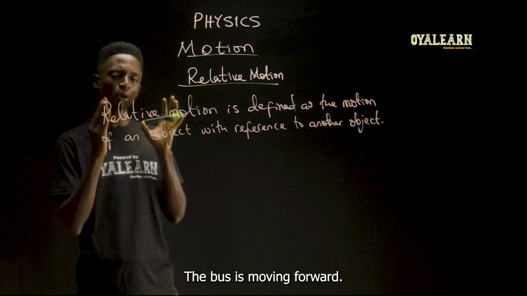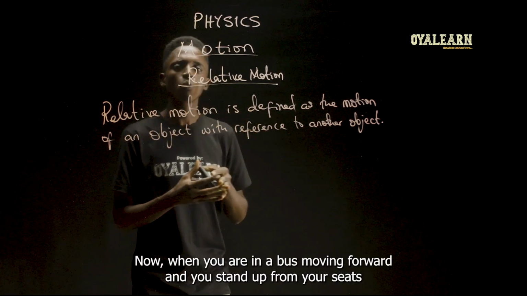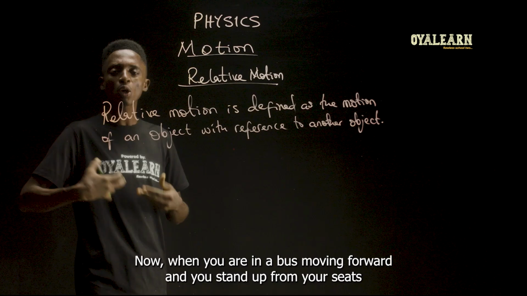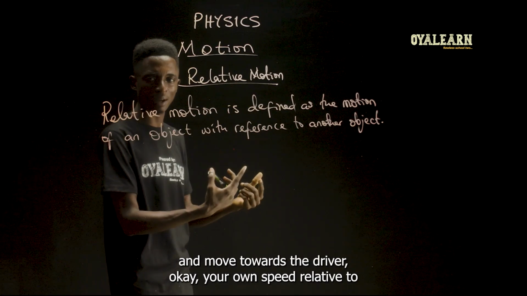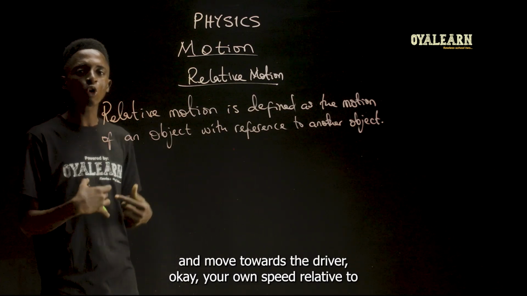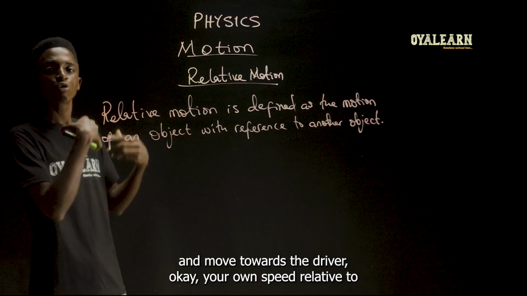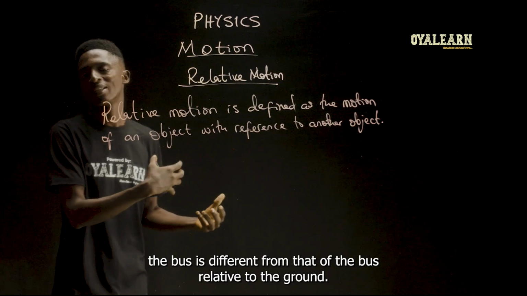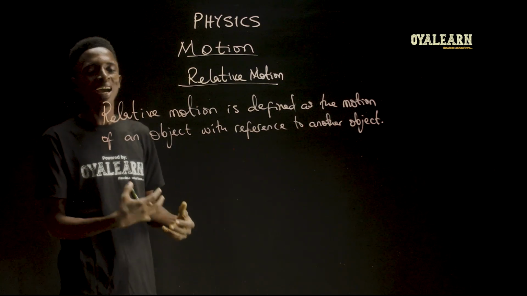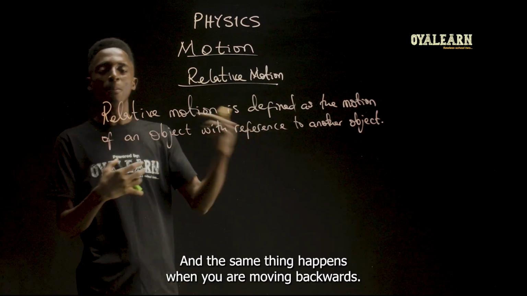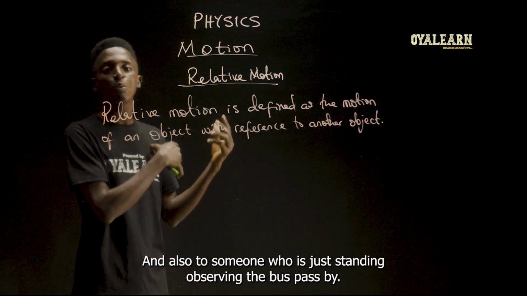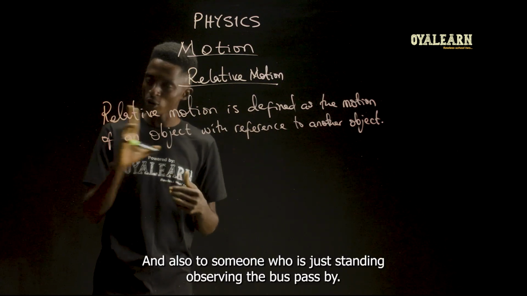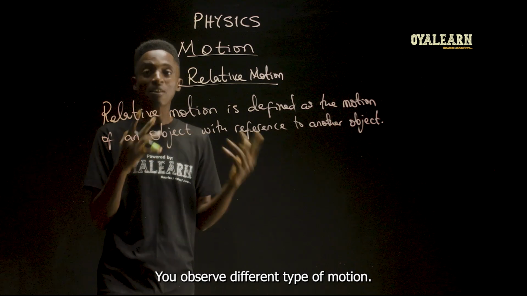If you are in a bus, the bus is moving forward. Now, when you are in a bus moving forward and you stand up from your seat and move towards the driver, your own speed relative to the bus is different from that of the bus relative to the ground. The same thing happens when you are moving backwards, and also to someone who is just standing observing the bus pass by. You observe a different type of motion.